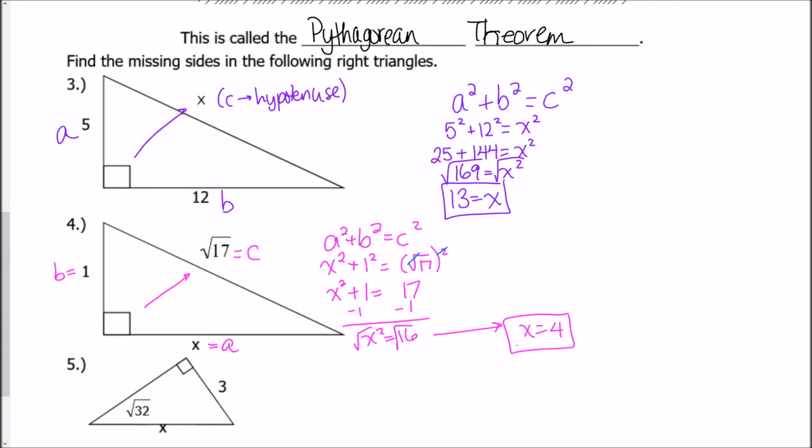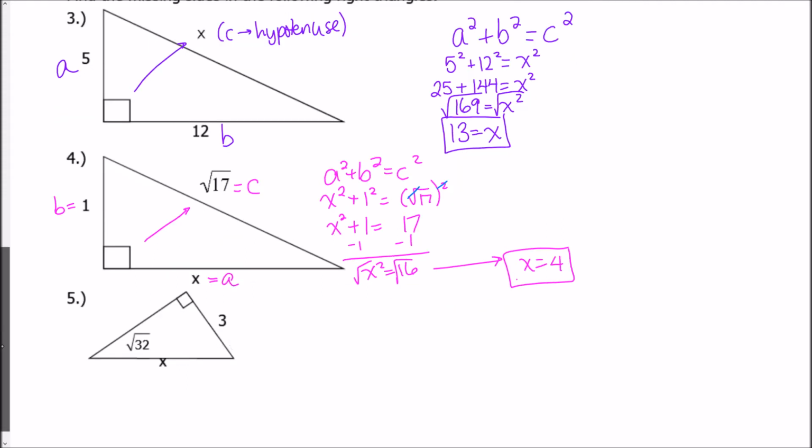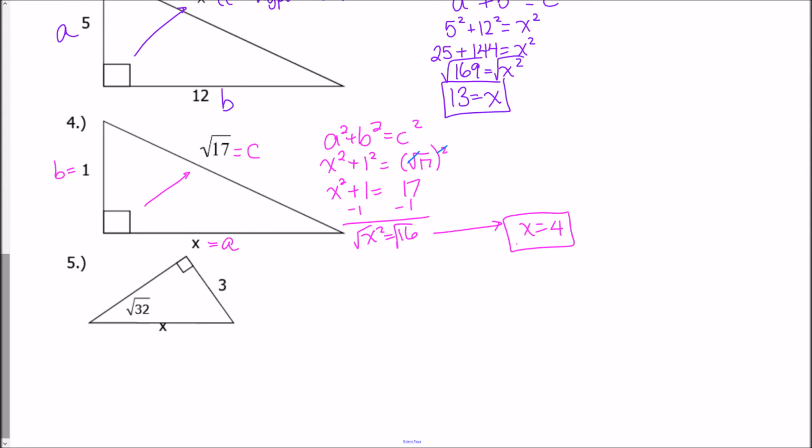So the side length that is missing in question number 4 is equal to 4. Okay? All right, last one on this page right here. If I have my right angle right here, that means that x is my hypotenuse, which means that A is 3 and B is 4, okay?